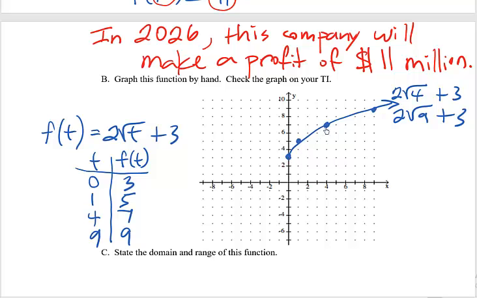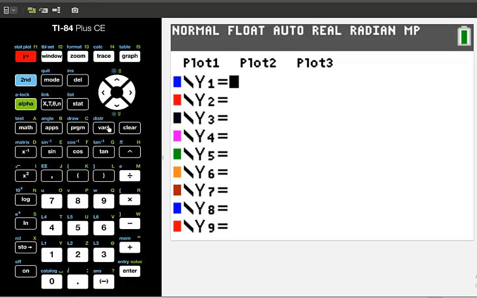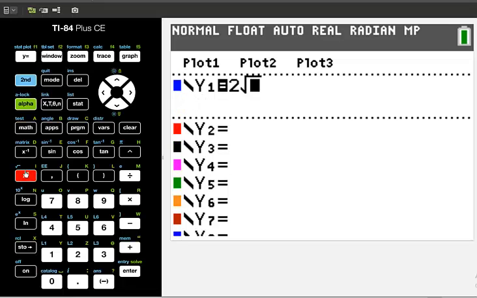This would be a picture of this company's profits. Let's go ahead and match this on the TI and make sure it looks the same. Okay, so I've got the calculator up. Let me go to the y equals area and I will type in the equation 2 and then the square root button over here on the left.